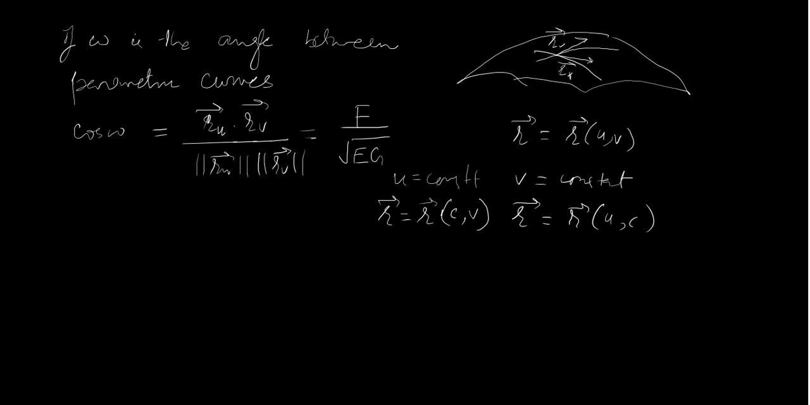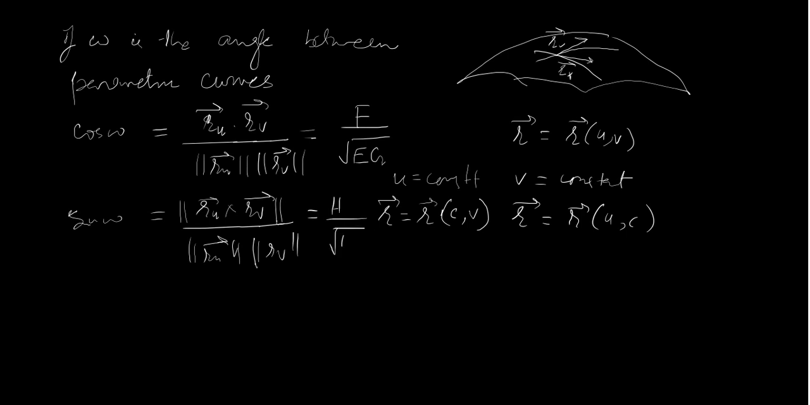And of course, sine of omega, using the same thing, would be the norm of r_u cross r_v divided by the norm of r_u times the norm of r_v, which again would be nothing but h divided by root of EG. So h is this thing, and similarly you can find tan of omega. You can find the angle between the parametric curves on the surface.